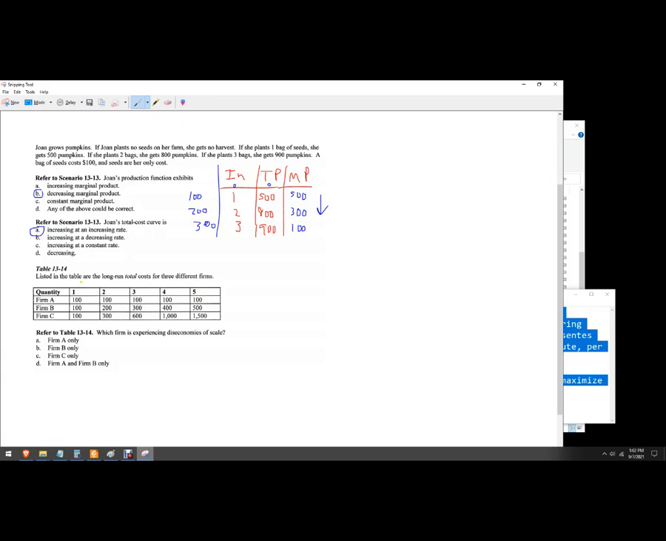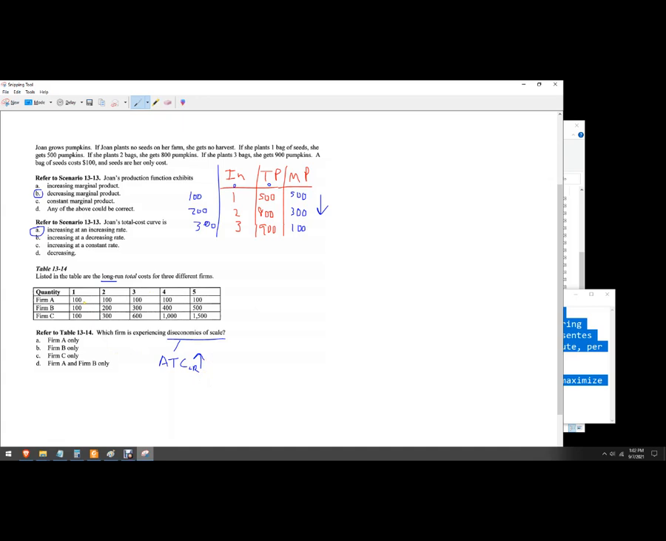Okay. Now we've got long run total cost curves for 3 different firms. Which firm is experiencing diseconomies of scale? That's a fancy way of asking which one is finding that their average total costs in the long run are rising. So here's the quantity, and then these are the total costs.